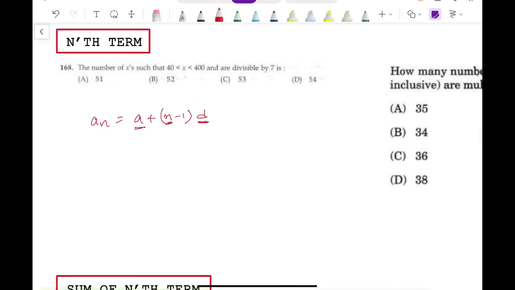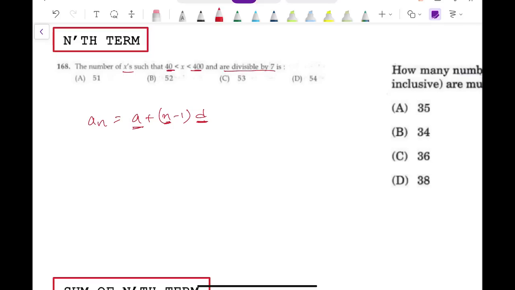So let's look at the question. Find the number of x such that x is between 40 and 400 and is divisible by 7. Divisible by 7 simply means multiples of 7. So the nearest number greater than 40 is 42, then 49, then 56, and so on.